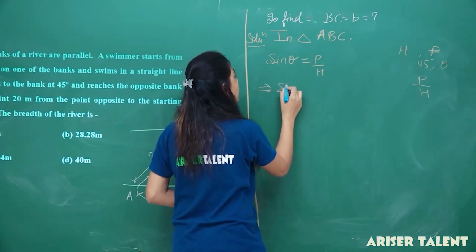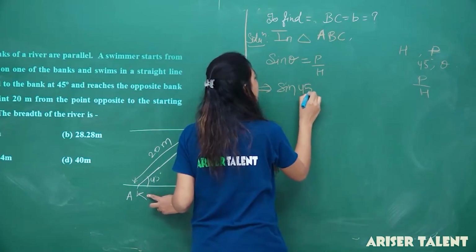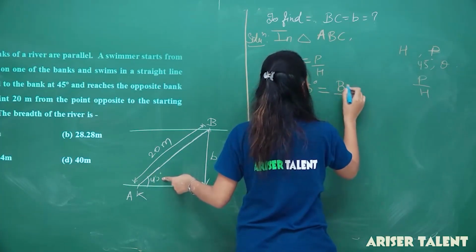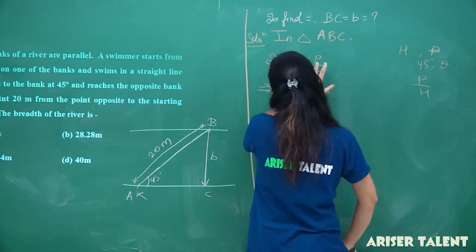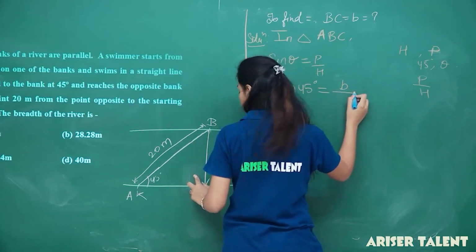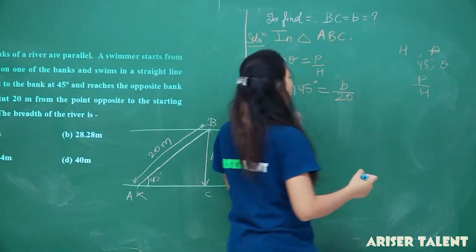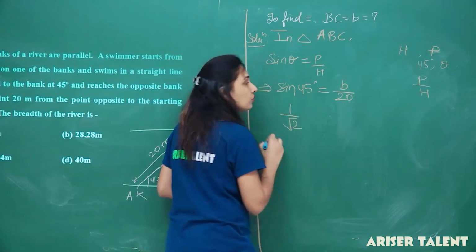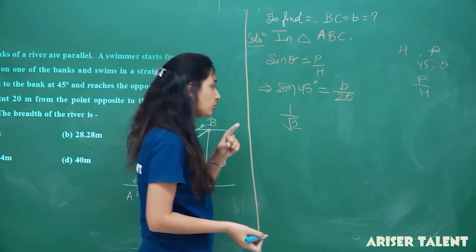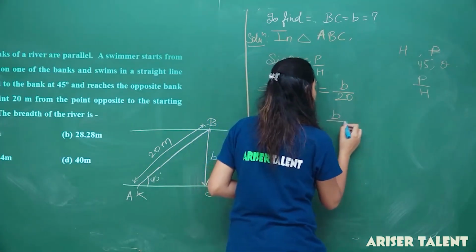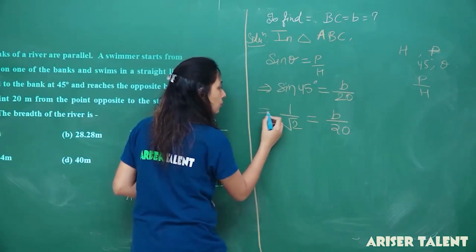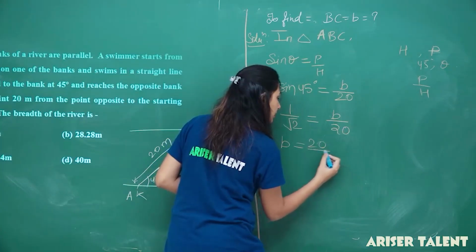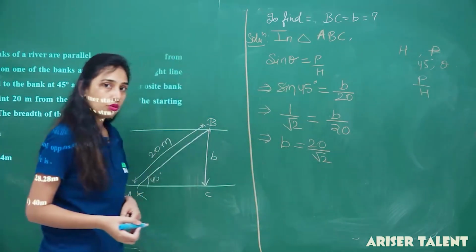This implies sine of 45 degree equals perpendicular, which is b, by H. Okay, we have written it P. So it will be b, which we have to find, and H, that is 20. Now the value of sine 45 is 1 by root 2. So 1 by root 2 equals b upon 20. So what will it give you? The value of b will be equal to 20 by root 2. Okay, students.